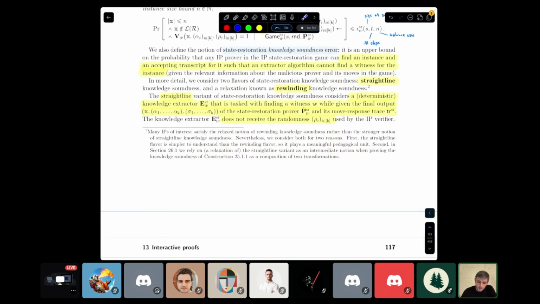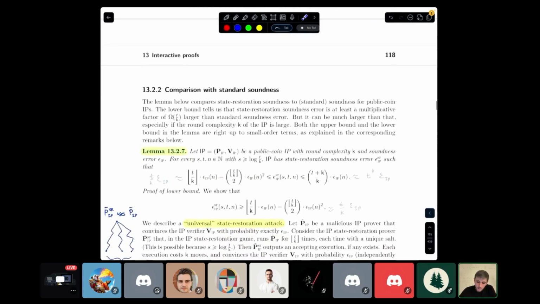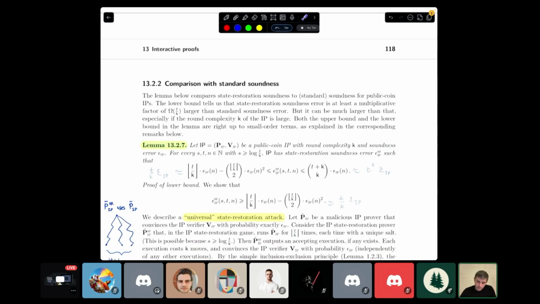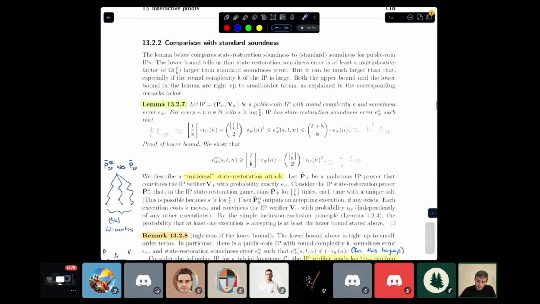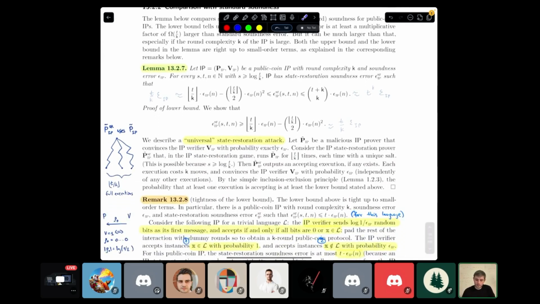Okay, so maybe I'll skip the notion of state restoration soundness error, but it actually means something very similar to what we've seen before. Let me just skip it for now. I want to emphasize the differences between this notion of state restoration soundness and the usual definition of soundness. We're going to see that the state restoration soundness is not really tightly related to the usual soundness.